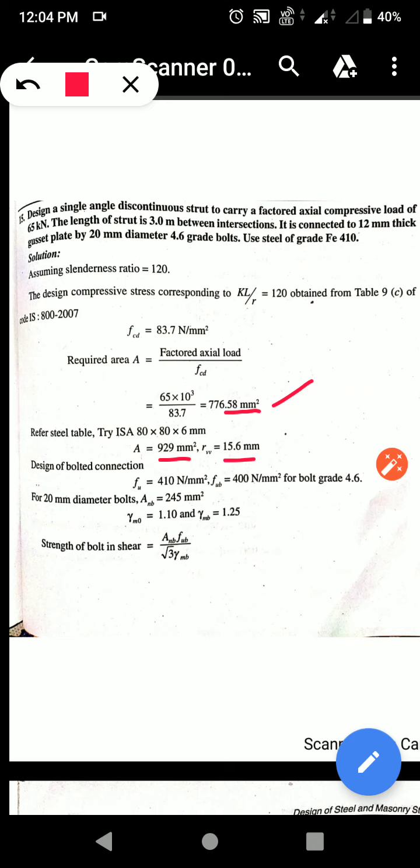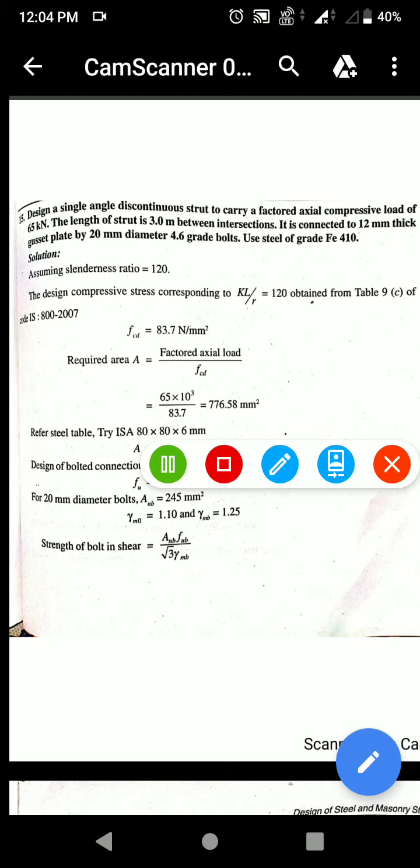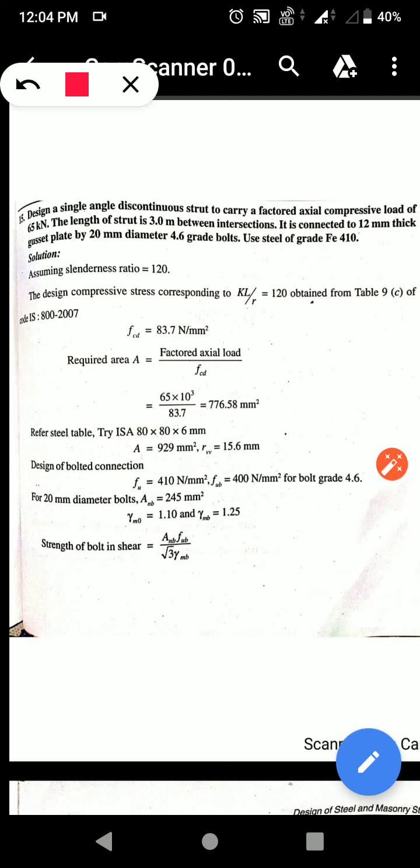Next thing is to find the effective slenderness ratio. So before that we should know the number of bolts and end conditions. So we have to calculate the number of bolts like in the design of bolted connection, that is the design strength in single shear and design strength in bearing. The least of that will give you the strength of a bolt.